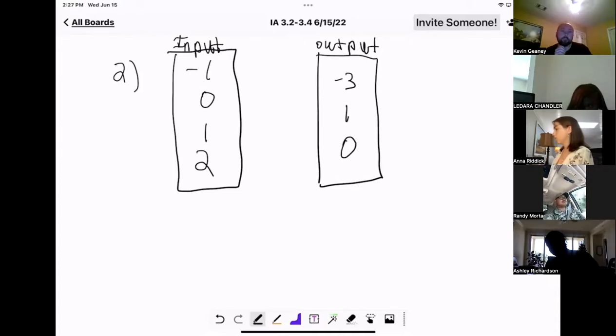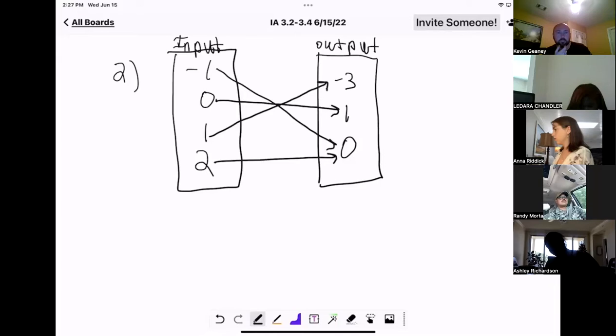Okay, so what does that mean? So you're going to see something like this. I'm going to draw lines to each one. I'm going to show you what it means. -1 goes to 0. 0 goes to 1. 1 goes to -3, and 2 goes to 0. And I just made, believe it or not, ordered pairs. And I'll show you what I mean by that. So wherever the arrow goes, the input is your X, the output is your Y.